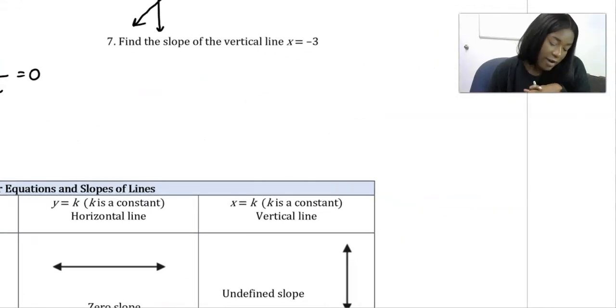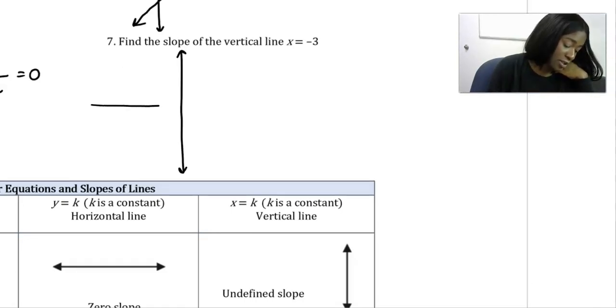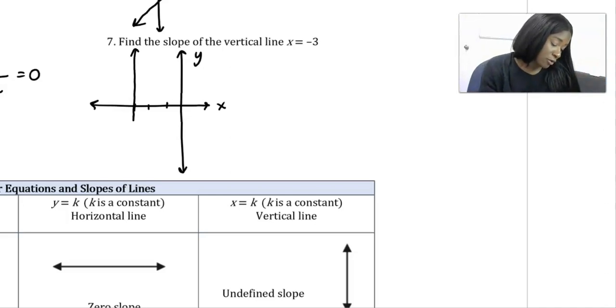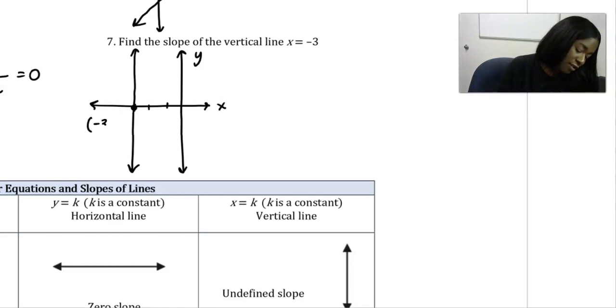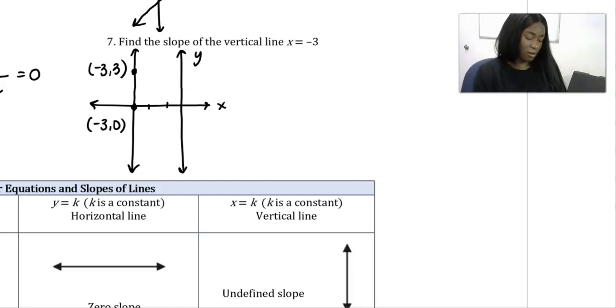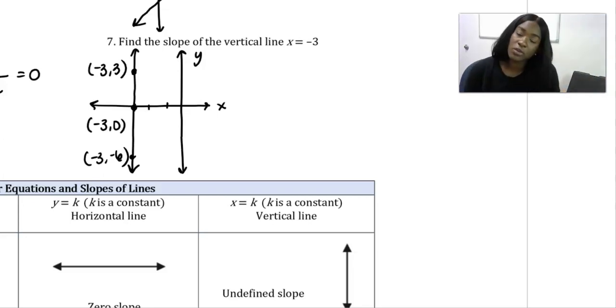Let's look at example 7. Find the slope of the vertical line x is equal to negative 3. First thing I'm going to do is I'm just going to sketch that line. Here are my labeled axes. The line x is equal to negative 3 is a vertical line, goes through negative 3 on the x-axis. I can clearly see right here that the point (-3, 0) is a point on that line. That's the only x-intercept that line has. And another point on that line might have been (-3, 3). You could choose any of these points, (-3, -6). It doesn't matter. As long as your x-coordinate is negative 3, it doesn't matter what y-coordinate you pick, you'll be on that line.